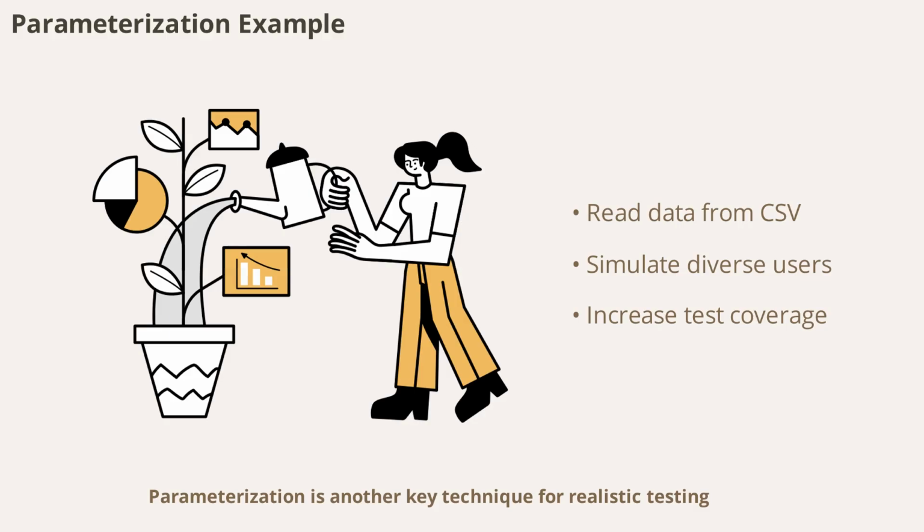Parameterization is another key technique for realistic testing. By reading dynamic usernames or other data from a CSV file using the CSV Data Set Config, you can ensure each virtual user behaves differently.